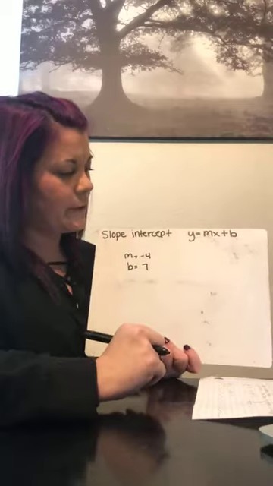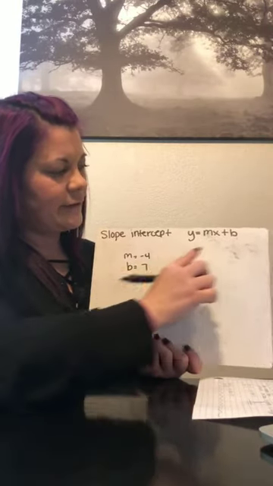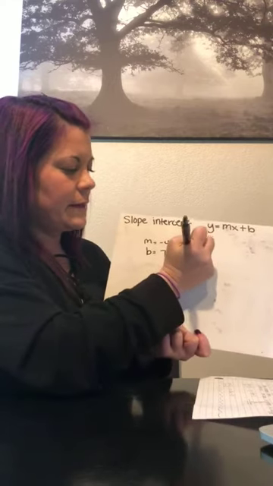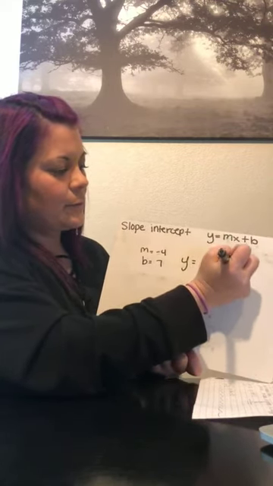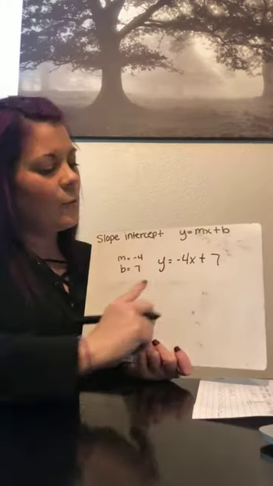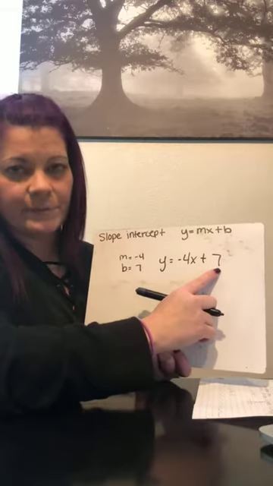So for example, if I was given the slope was -4 and the y-intercept was 7, I can write this in slope-intercept form. All I do is plug in -4 for m and plug in 7 for b. So it'd be written as y equals -4x plus 7. And what this tells me is that my slope is -4 and my y-intercept is 7.